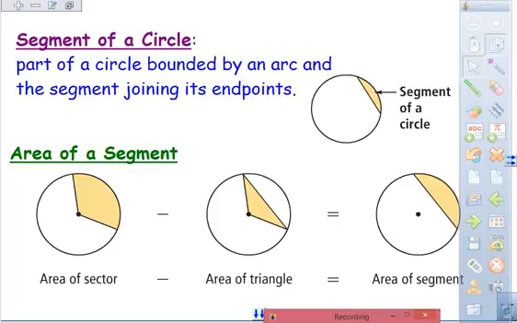The last thing we'll talk about today is the segment of a circle. It is a part of a circle bounded by an arc and the segment joining its two endpoints. So to do this, we're going to first find the area of the sector. Then we're going to subtract out the area of the triangle, and that will give us the area of the segment.